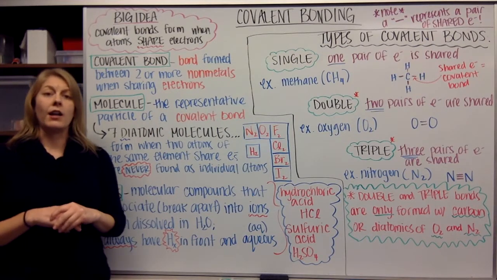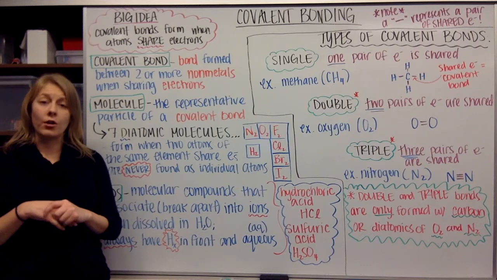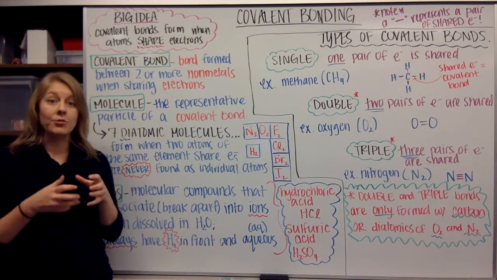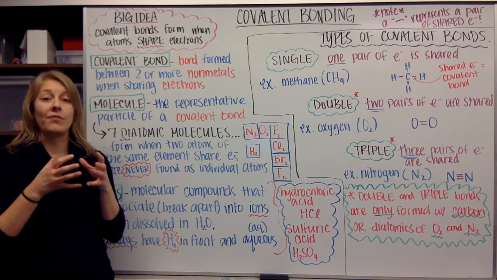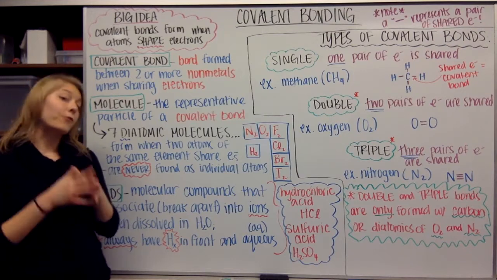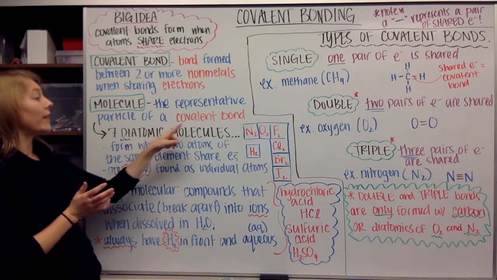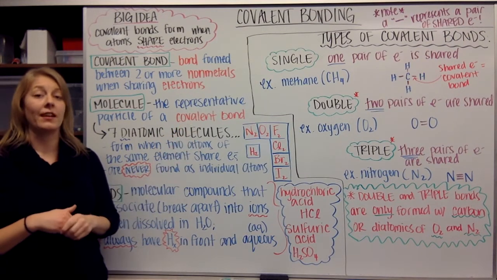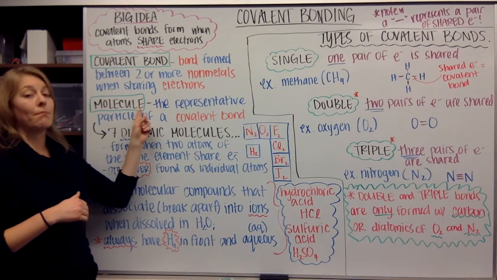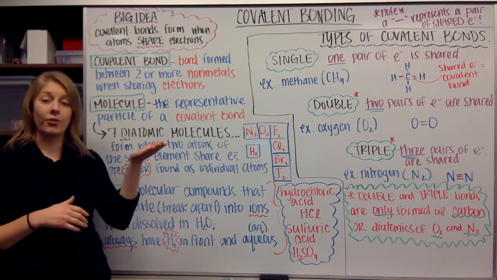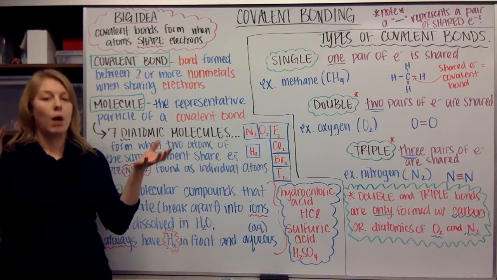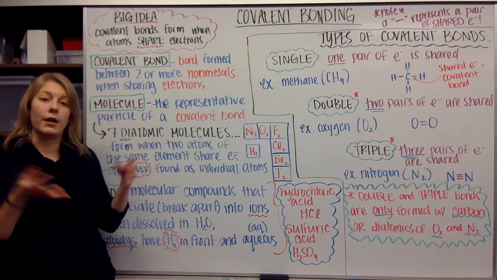Remember when we were talking about ionic bonds, the representative particle, the smallest unit of measurement for it, or the smallest representative unit, was a formula unit. For a covalent bond, that representative particle is called a molecule. So formula unit is for an ionic bond, molecule is for a covalent bond.